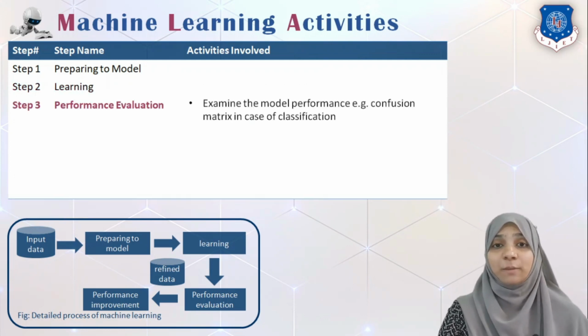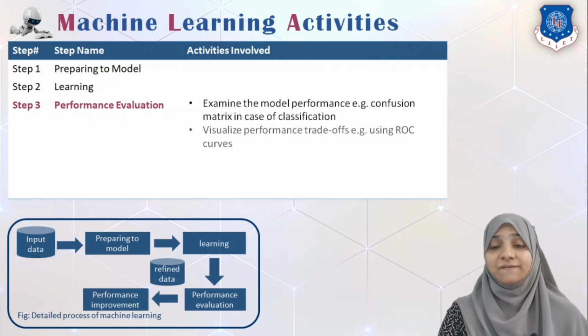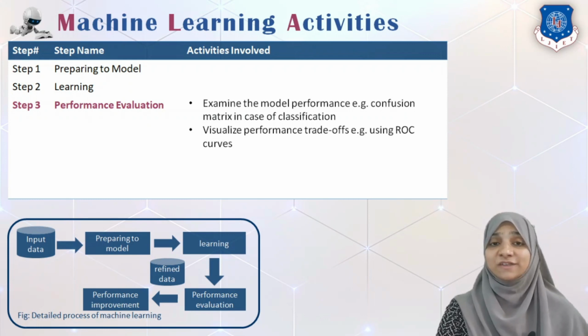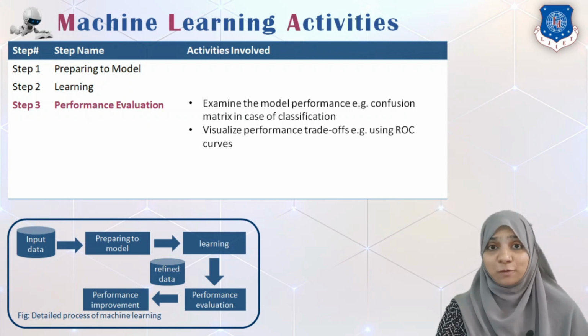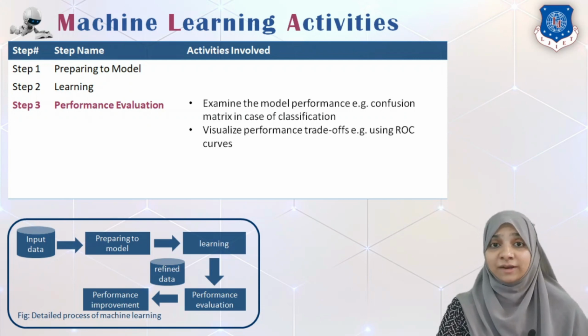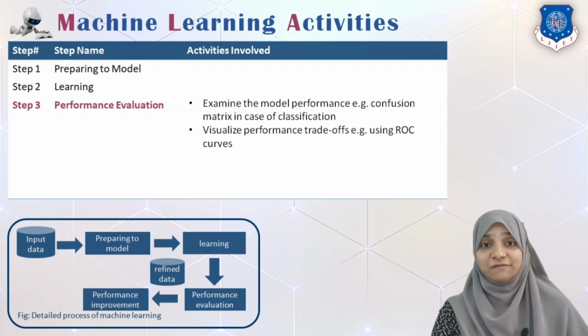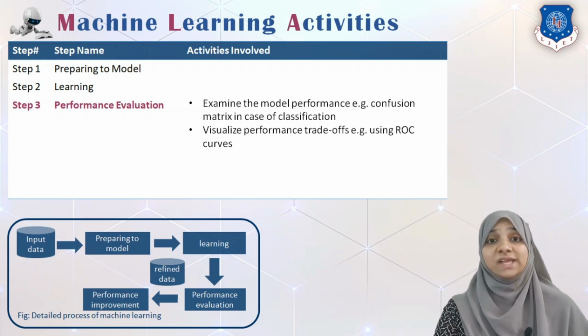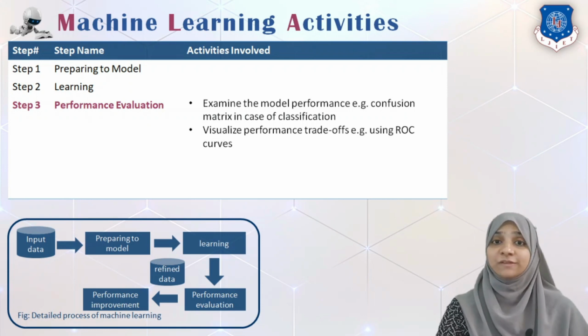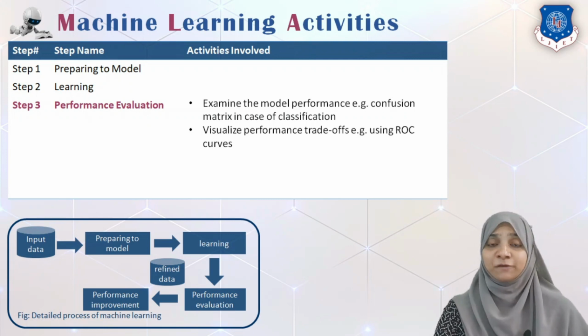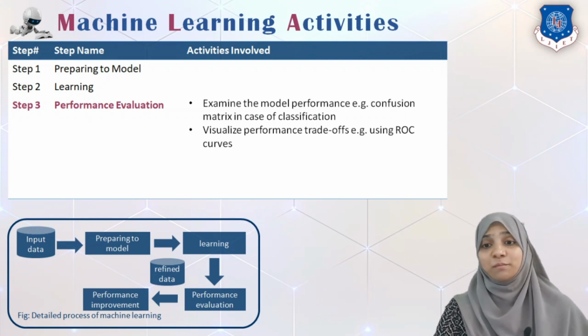The third step is performance evaluation. In this activity, we examine the model's performance. That means we have some metrics, some measures to find out whether the model is predicting correctly and whether it is classifying accurately. All these things are measured. The performance of the model is measured using some measurements, which are nothing but measures of performance. We have different performance measures for different types of model.